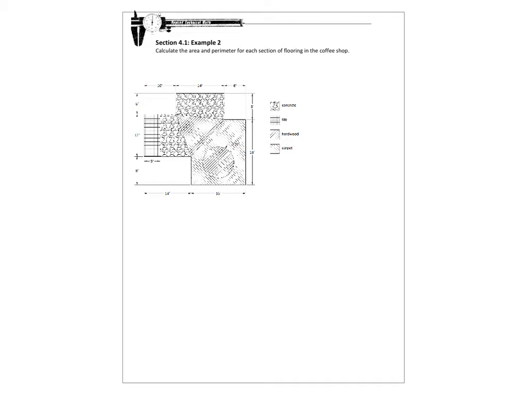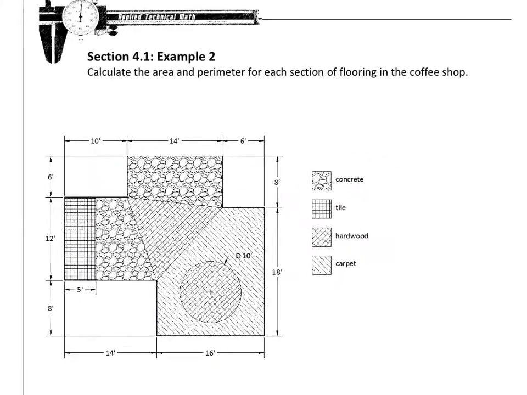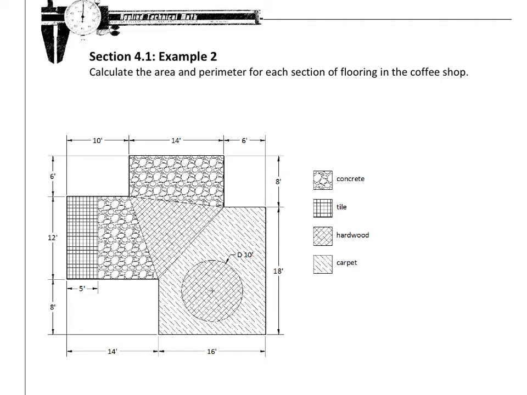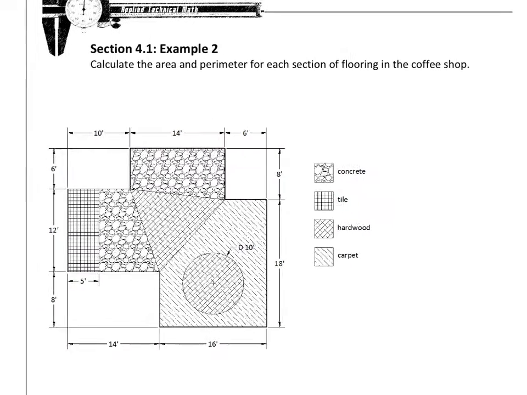All right, let's look at some area of a floor plan. Here's a coffee shop. When you're designing a business like a coffee shop, you're going to have all different types of flooring. So here we have a coffee shop, and this is a schematic or a blueprint for this coffee shop, something that an architect or a contractor might draw up.